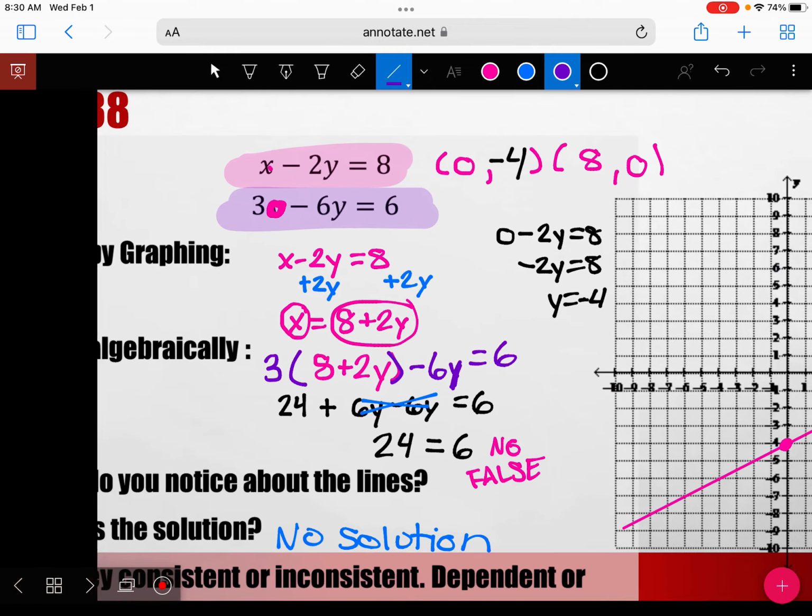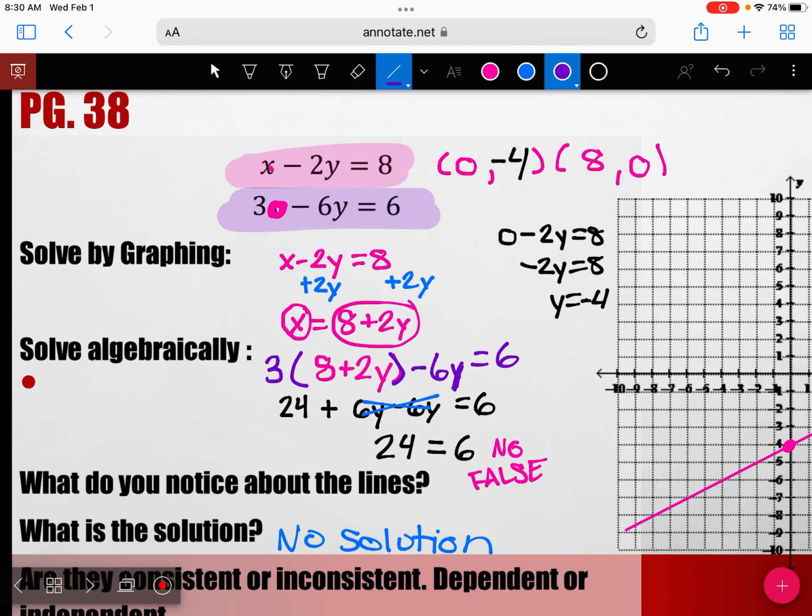Let's do the purple one. Same deal. I want to find when x is 0, and I want to find when y is 0. So if x is 0, we have minus 6y equals 6. What does y equal? Negative 1.